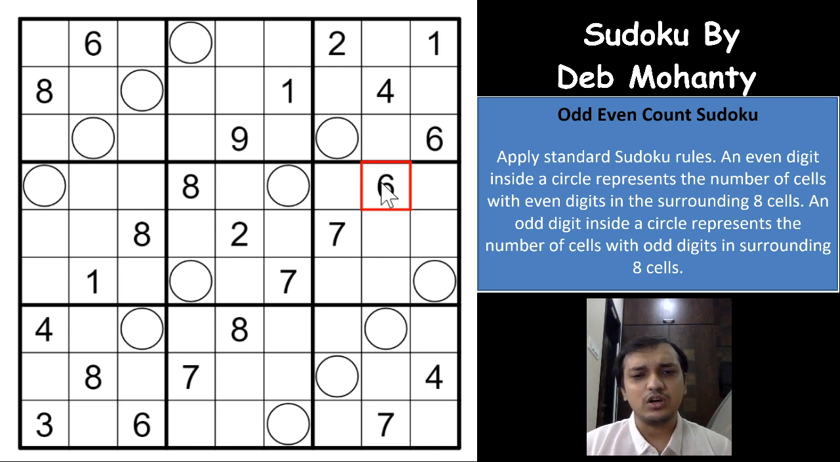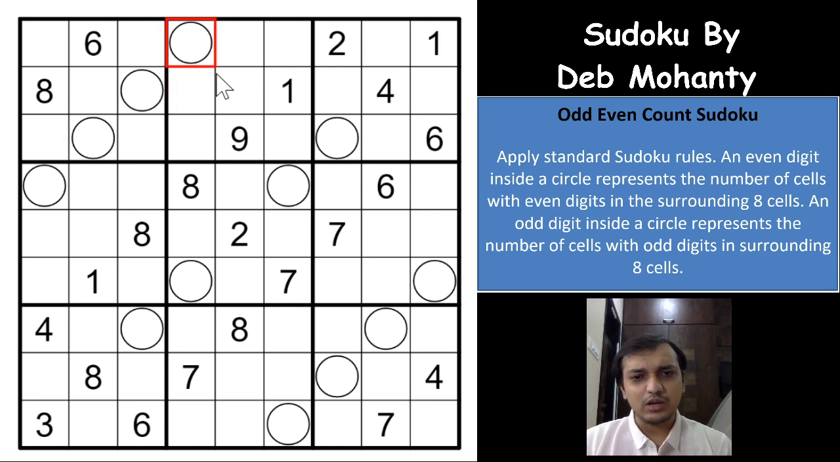The first thing I would like to say regarding this Sudoku is to always try to fill digits on the circles which are at the edges, because you cannot have a number more than 5 over there, right? There are only 5 cells surrounding the circle, so you can have only numbers from 1 to 5, and many other possibilities will be eliminated. So you will get the numbers easily when the circle is at the edge.